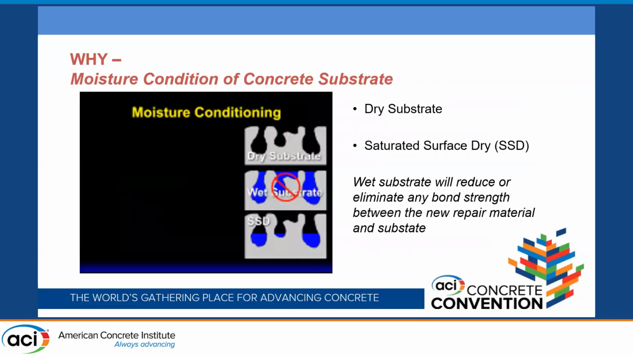So to make life simple, what's the moisture condition? We put them in three categories: dry substrate, saturated surface dry (SSD) condition, and wet substrate. Everybody here knows a wet substrate will eliminate bond strength. It's not good with a very wet substrate. So we're going to focus on the first two conditions.